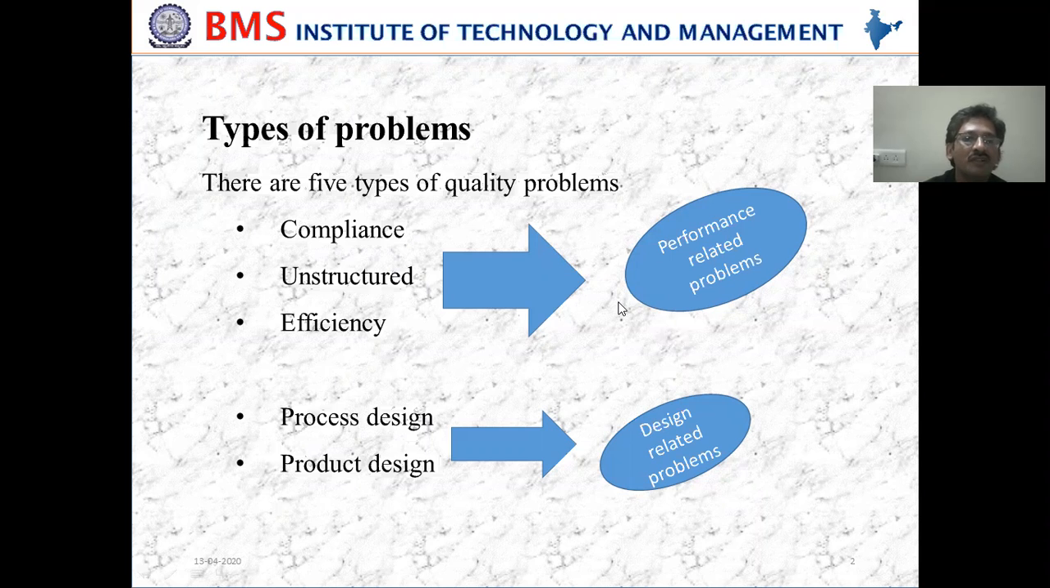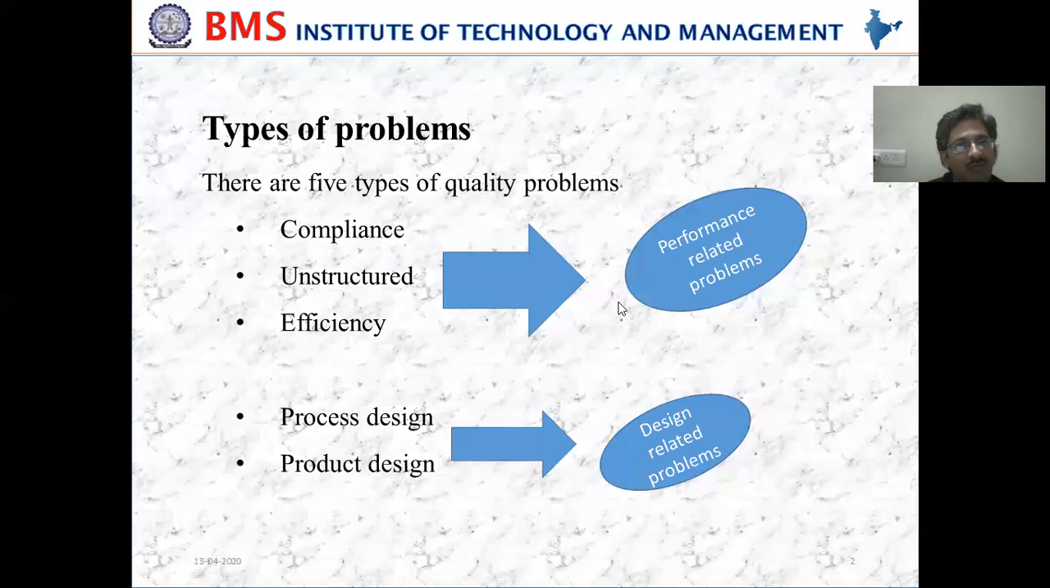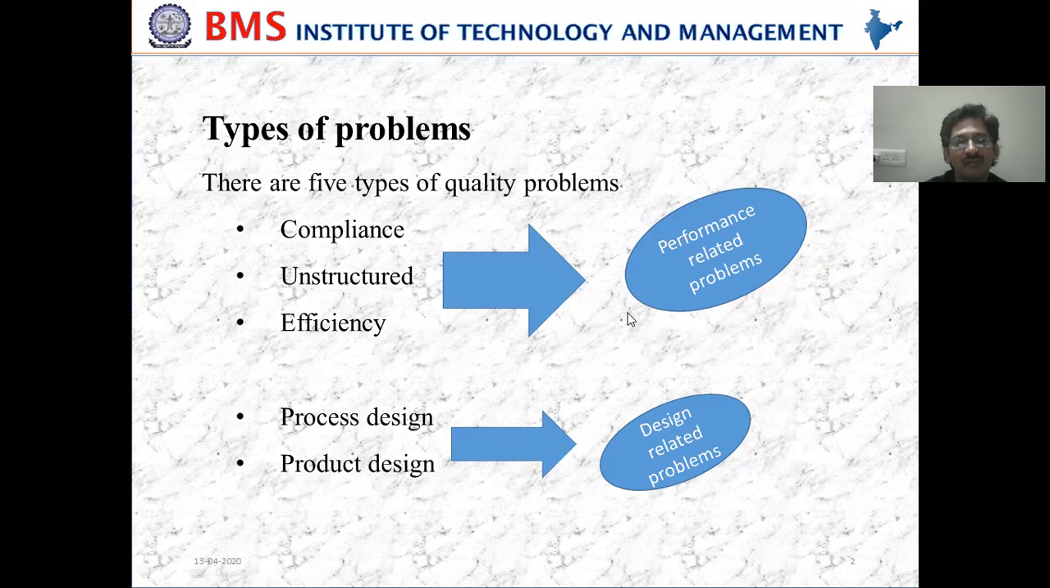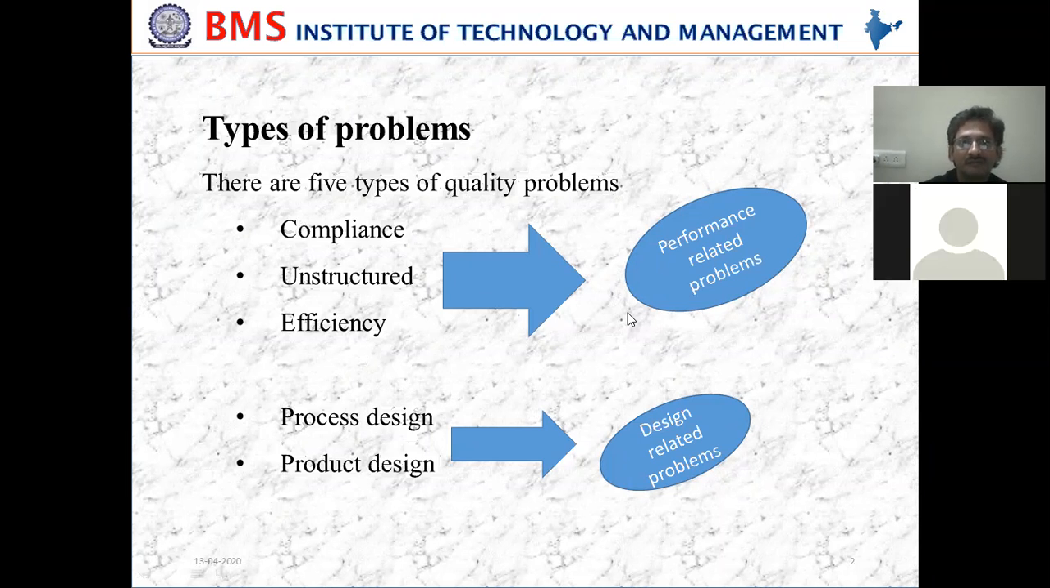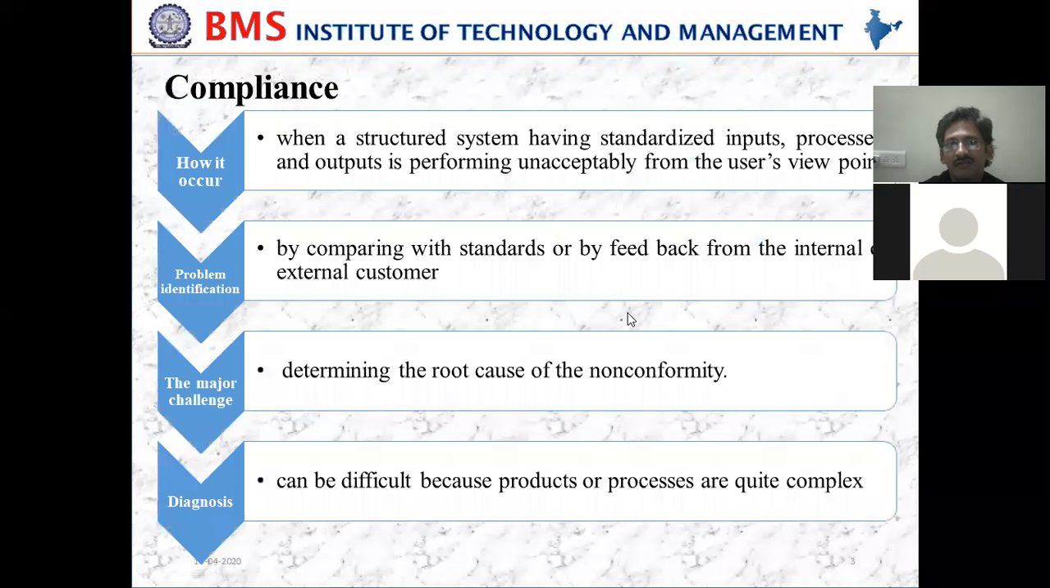Under the performance related problems, we have compliance problems, unstructured problems, and efficiency problems. Whereas the design related are process design and product design, because whether it is a business organization or a product organization, they will have process or product design problems. Next, compliance. We'll discuss one by one.